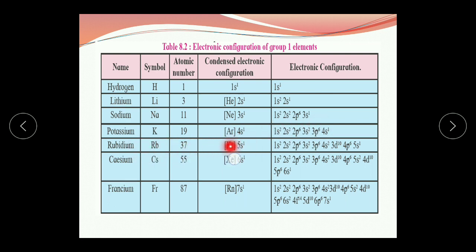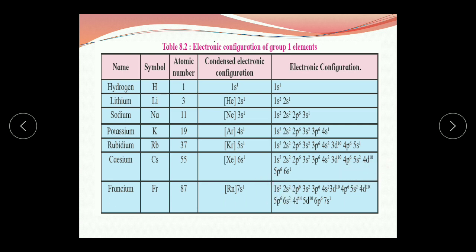Potassium, 19: argon in square bracket, because argon has atomic number 18, and the remaining electron will go to 4s1. Or in detail, 1s2 2s2 2p6 3s2 3p6 and then 4s1. After 4s is complete, then 3d will start filling, according to the above principle. Rubidium is krypton 5s1, cesium is xenon 6s1, francium is radon 7s1. Or in detail, for example, cesium with atomic number 55 is 1s2 2s2 2p6 3s2 3p6 4s2 3d10 4p6 5s2 4d10 5p6 6s1.